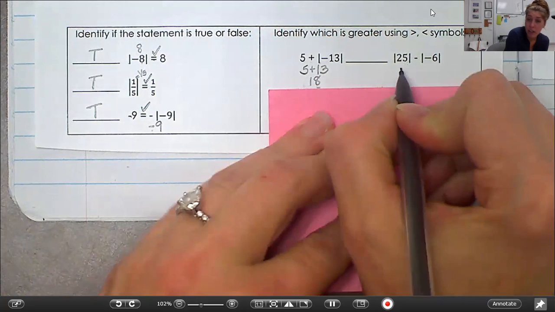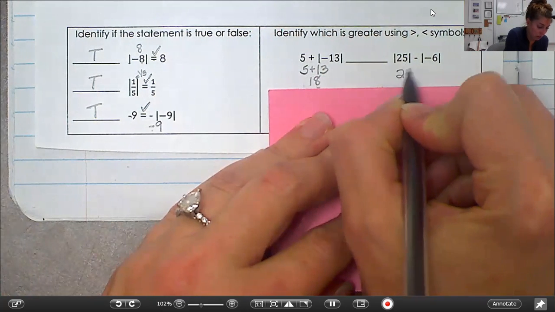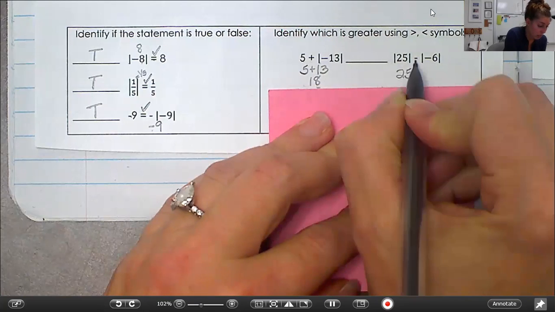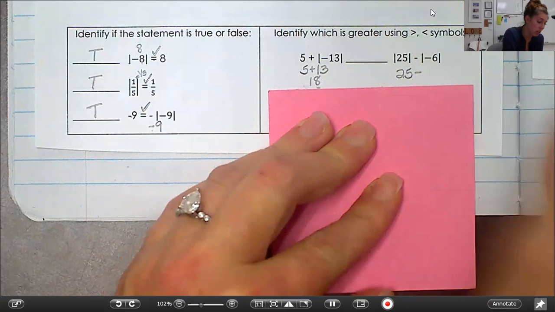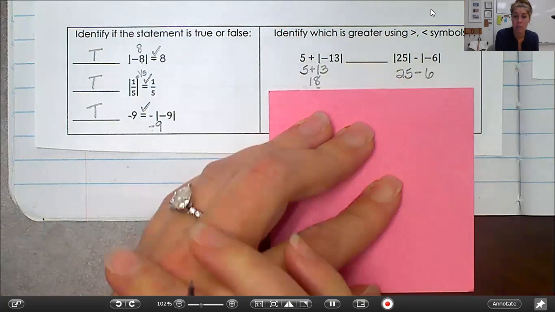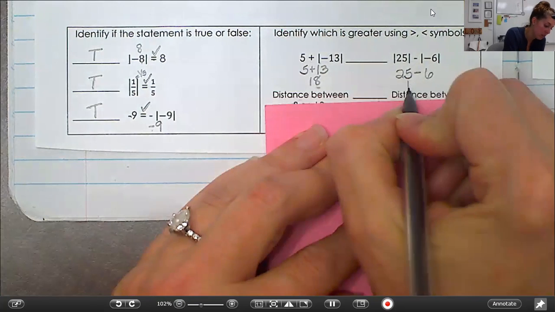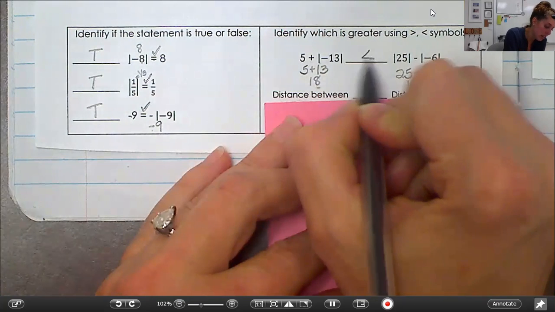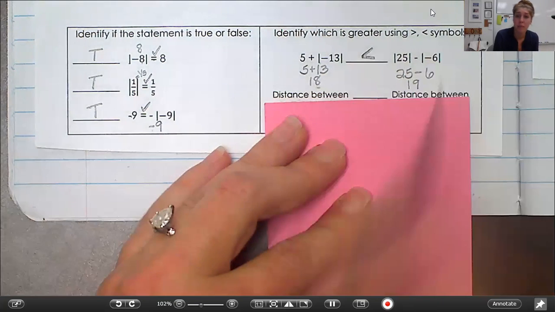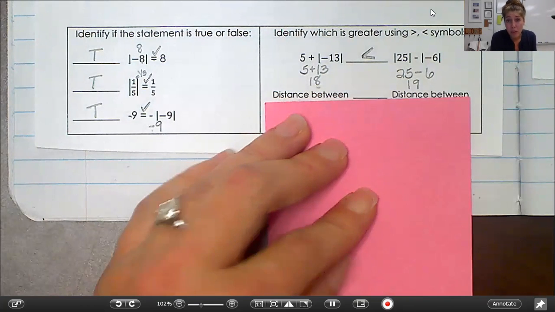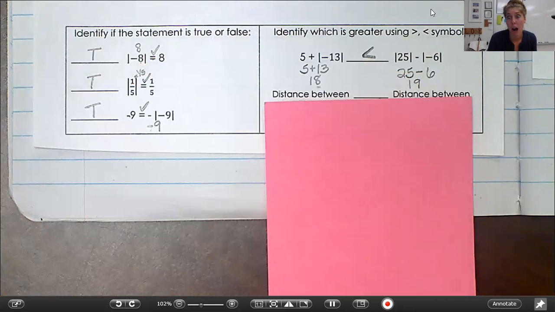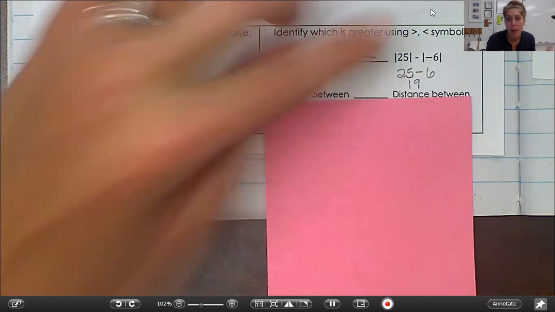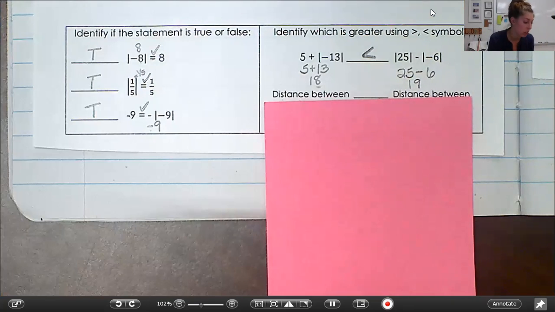Next, I need to find the absolute value of 25, which is positive 25, minus the absolute value of -6, which is positive 6, and subtract those two values. So the right side is the greater than side. Remember, with these symbols, the mouth is open towards the greater side is how a lot of people remember it. Think of it as a Pac-Man or an alligator, whatever your teacher taught you when you were younger.